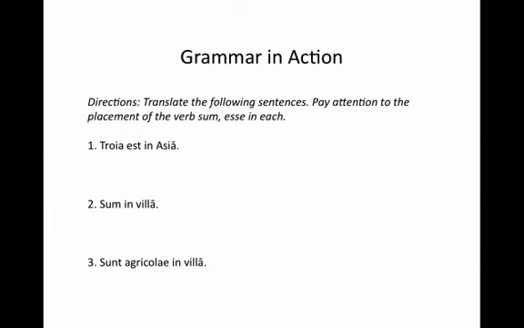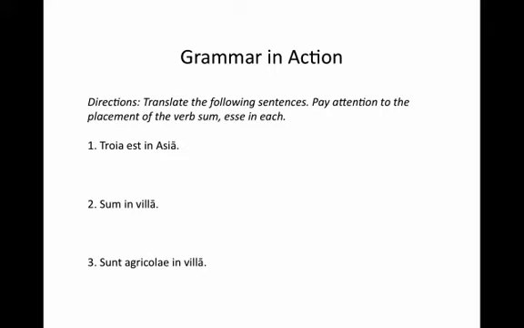Now here's some practice for you. There are three sentences, Troia est in Asia, sum in villa, and sunt agricolae in villa. Take a moment to translate each of these. Pay attention to the placement of the verb sum esse. It would be a good time to pause the recording so that you have some time to work on these, and we'll go over them in a minute.